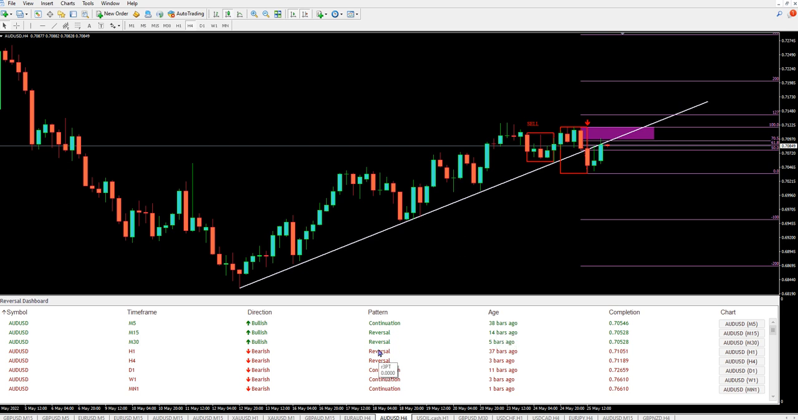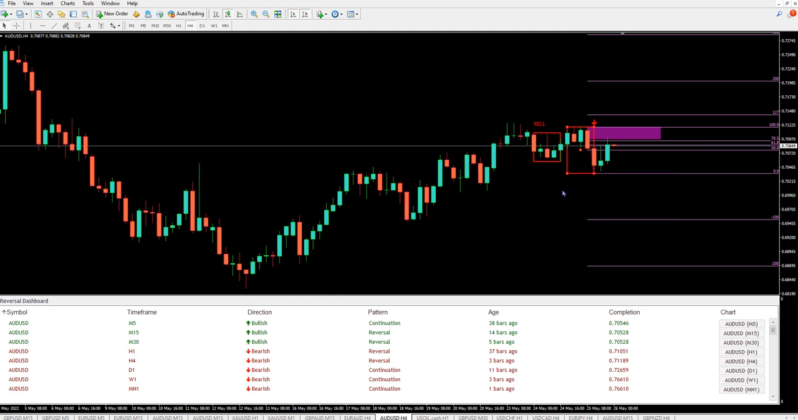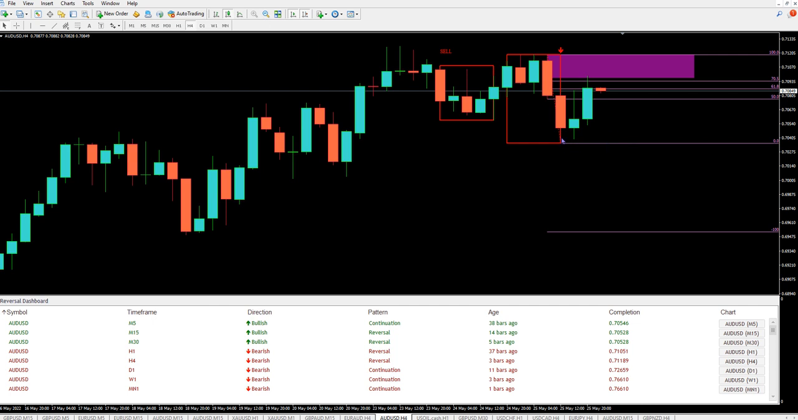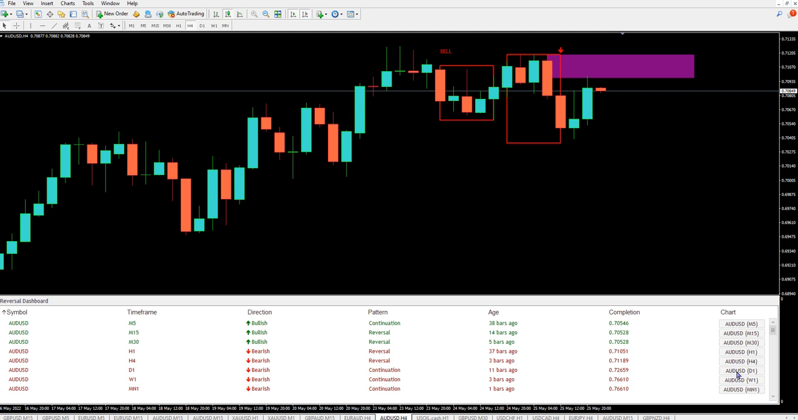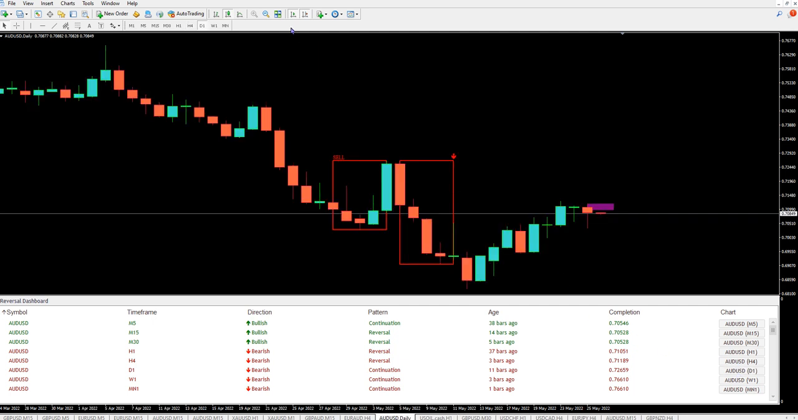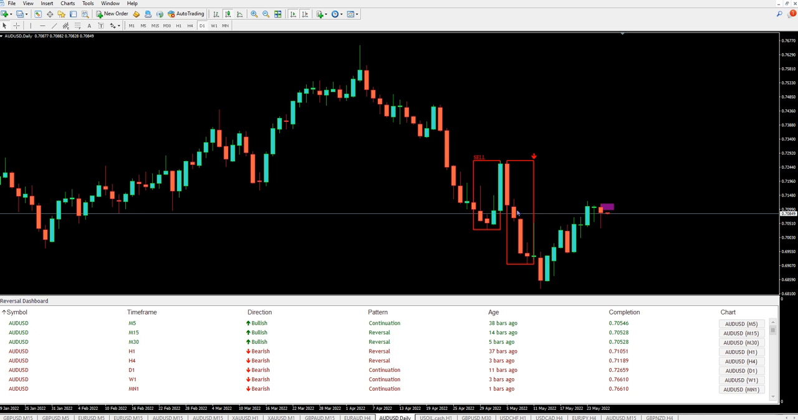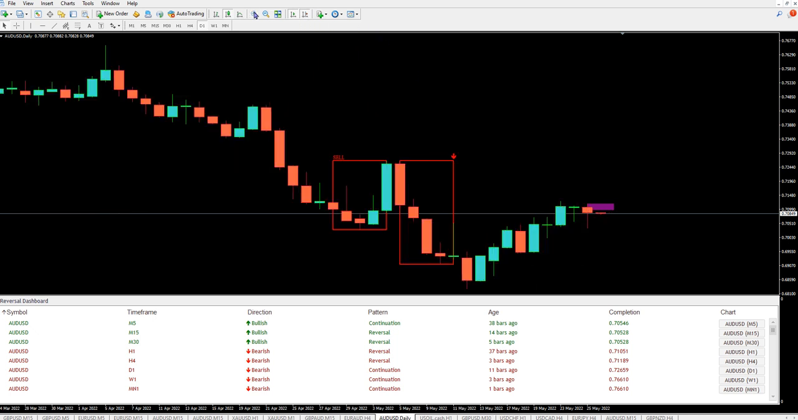And then what I love about the dashboard, again, the continuation reversals, we can see on the higher time frame, the daily is saying continuation. And so if we take off this, again, we can just click on the dashboard. And so look, on the higher time frame, it's saying continuation of the bearish movement.